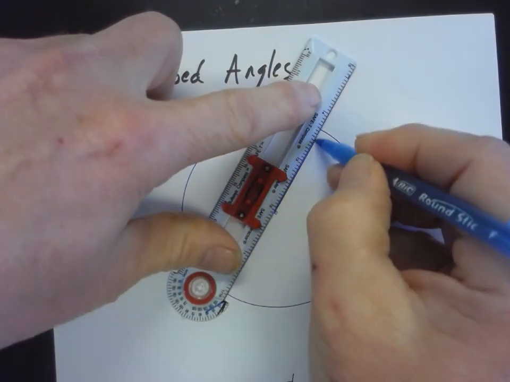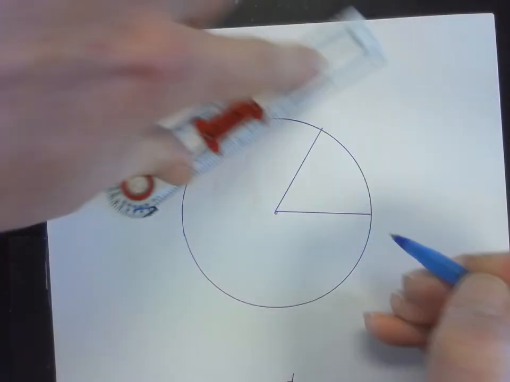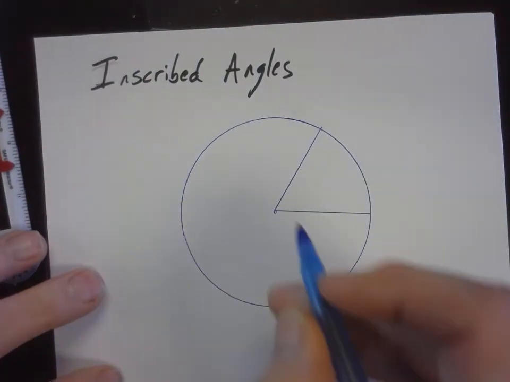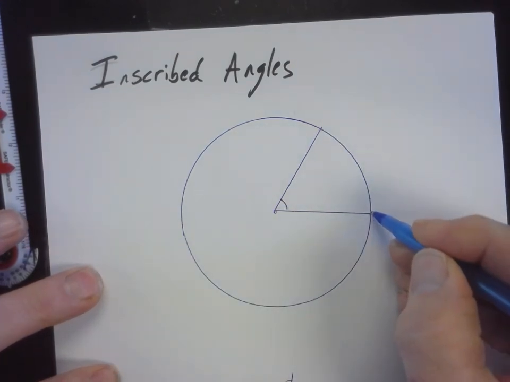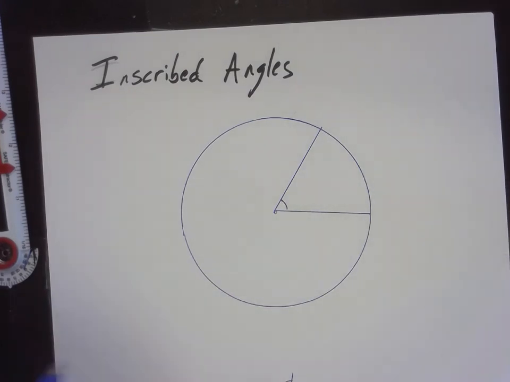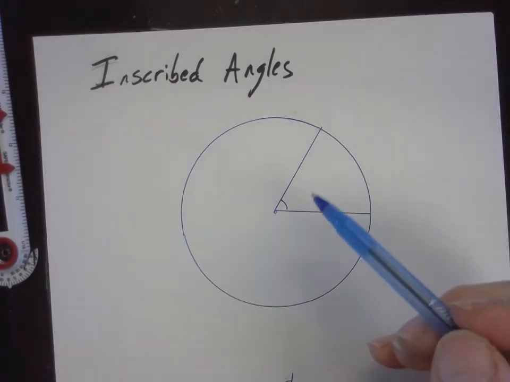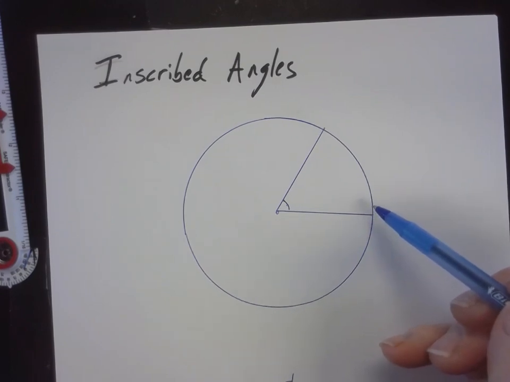So something like that. And what do we know about the measure of this central angle in comparison to the measure of the intercepted arc? Yeah, they have the same measure, don't they? Okay. And again, this is another weird thing. This angle and this arc have the same measure. But are they congruent?